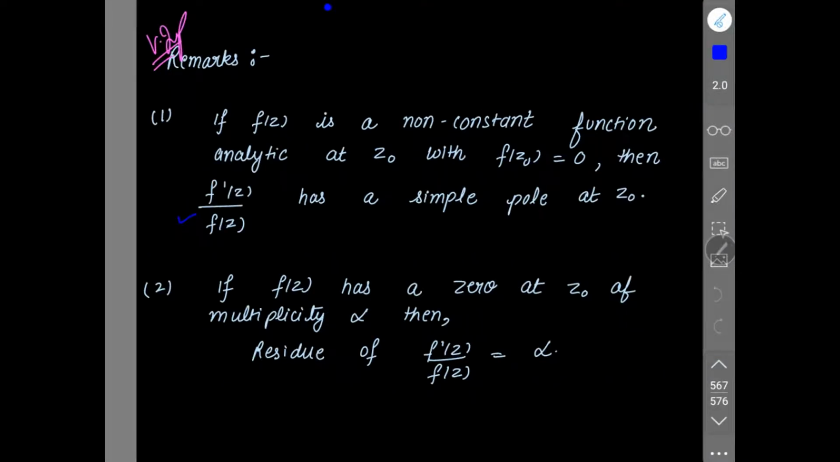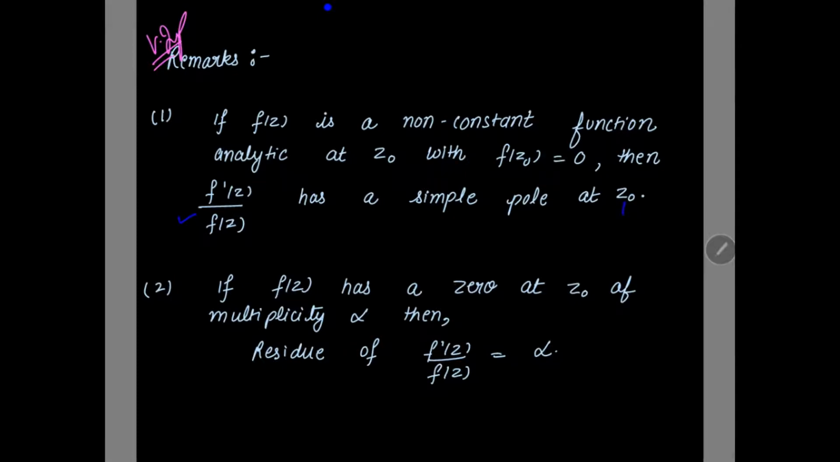If f(z) is a non-constant function, analytic at z0 with f(z0) equal to 0, that means z0 is a zero of f(z). That means at zeros we are having simple poles. So f'(z) over f(z) has a simple pole at z0.